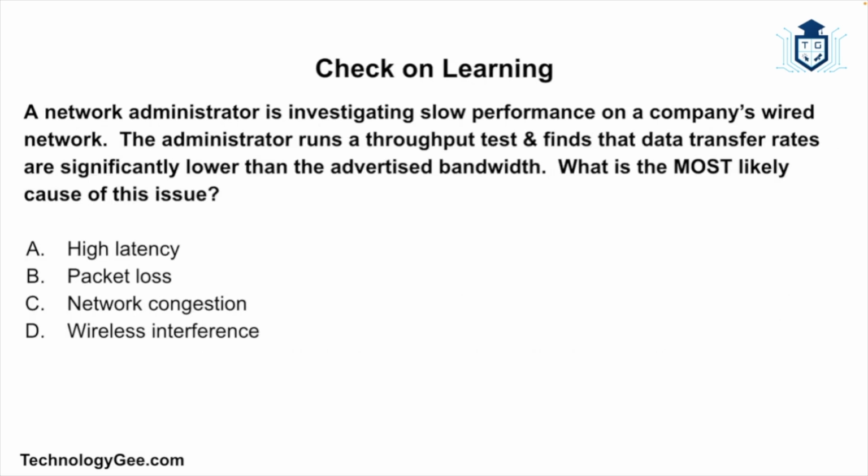Now, with all of that being said, let's do some check on learning. So our first question is, a network admin is investigating slow performance on a company's wired network. The admin runs a throughput test and finds that data transfer rates are significantly lower than the advertised bandwidth. What is the most likely cause of this issue? Is it high latency, packet loss, network congestion, or wireless interference?